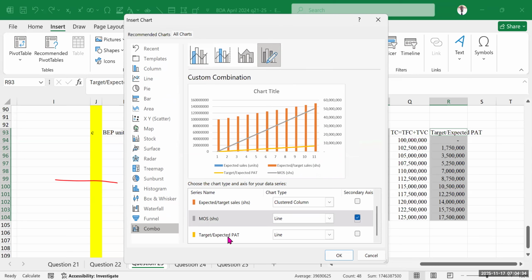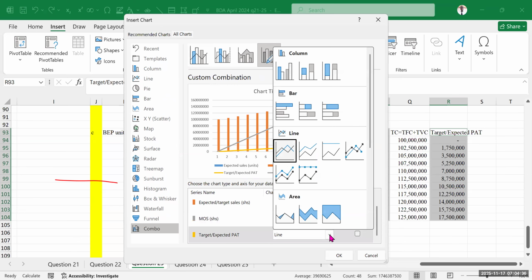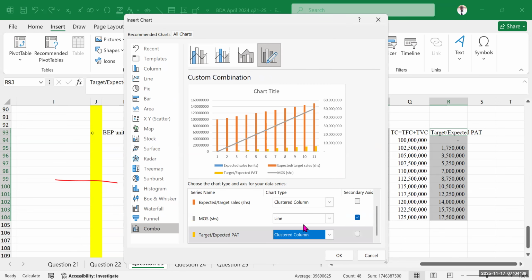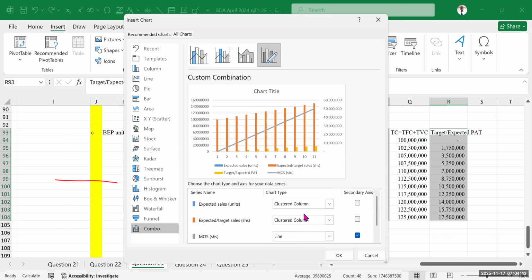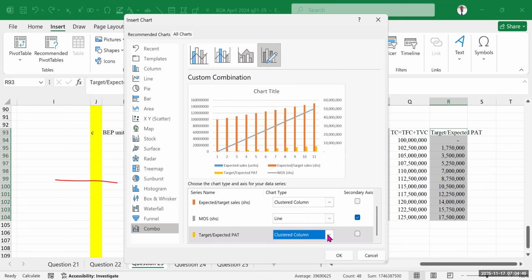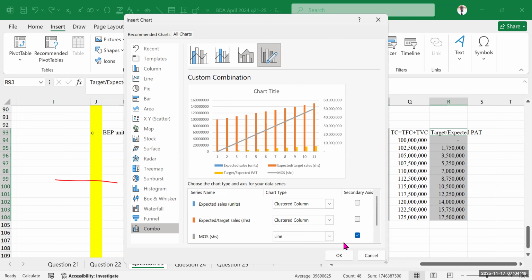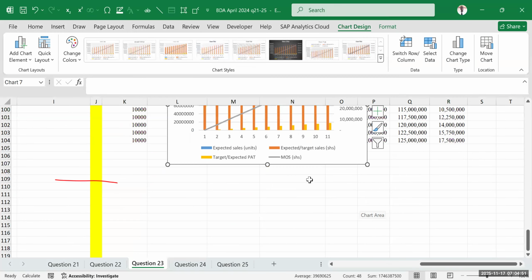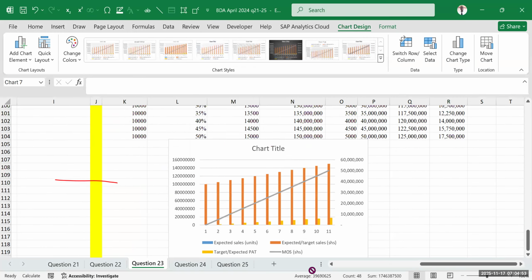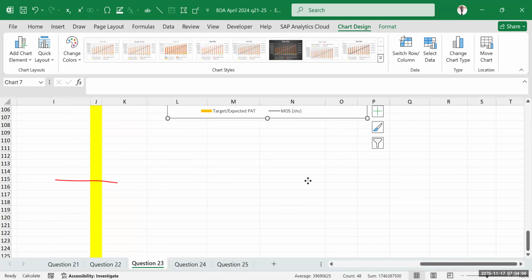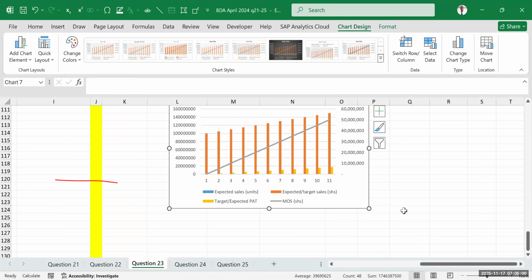Again, target profit after tax, these are values. I want it to be in clustered column. So all of them column, but margin of safety, let it be in the secondary axis like that. Then if I confirm, you see the appearance of my chart like that. So let me just pull it down a bit.